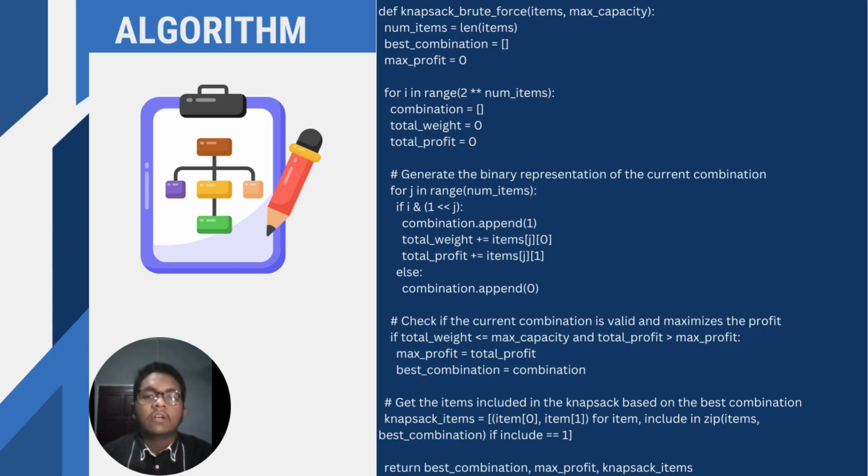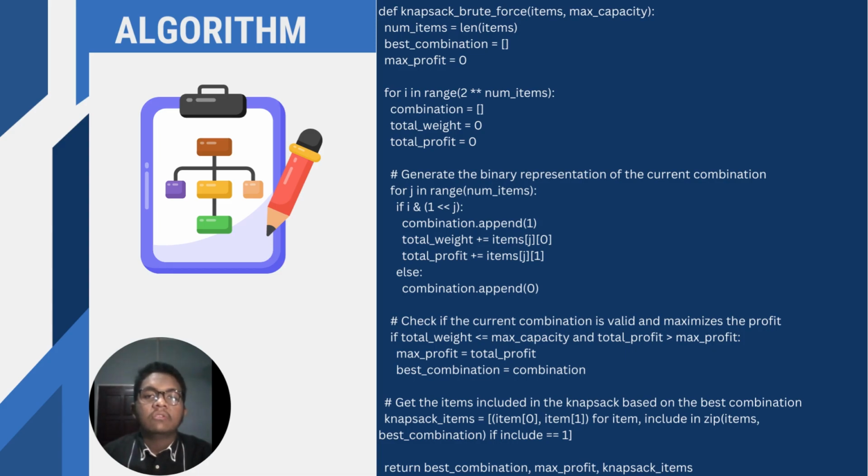After the inner loop, the current combination's weight and profit are checked to see if it's valid, meaning total weight is smaller or equal to max capacity, and if it maximizes the profit seen so far. If so, the best combination and max profit are updated with the current values. After all iterations, the knapsack items are generated based on the best combination. It filters out the best items that are included as 1 and creates a list of tuples containing the weight and profit of the included items.